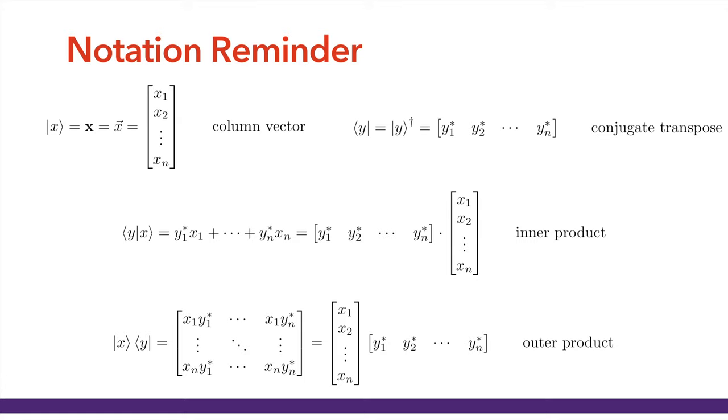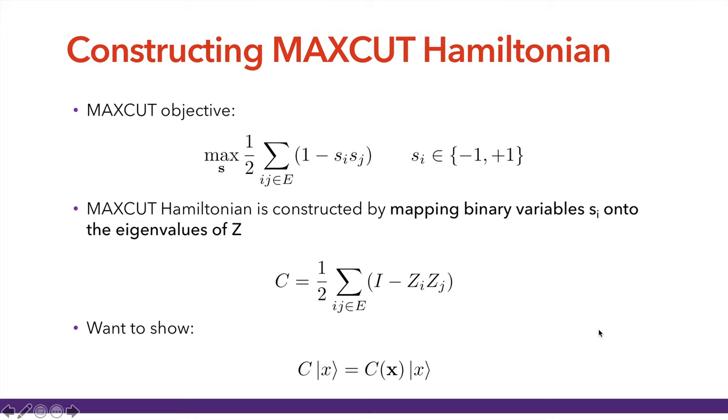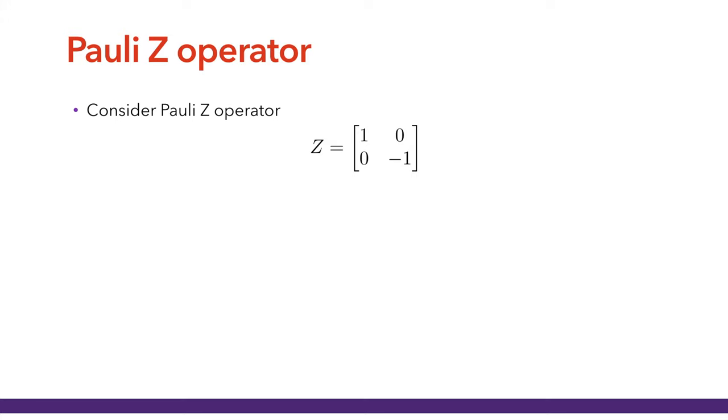Okay, with this we are ready to construct the Hamiltonian. Recall that this is our objective. We want to construct a Hamiltonian that faithfully represents this objective. And as you remember, what it means to faithfully represent the objective is this: we want the action of the Hamiltonian on a computational basis state x to be C of x times ket x. And what I'm claiming is that this Hamiltonian that I've written out above is the correct Hamiltonian. Namely, all we need to do is take our binary variables s_i in minus one and plus one and replace them with the Pauli Z operator. And over the next couple of slides, I'm going to show you that this is indeed the correct way of doing it. So this is our main building block, the Pauli Z operator.